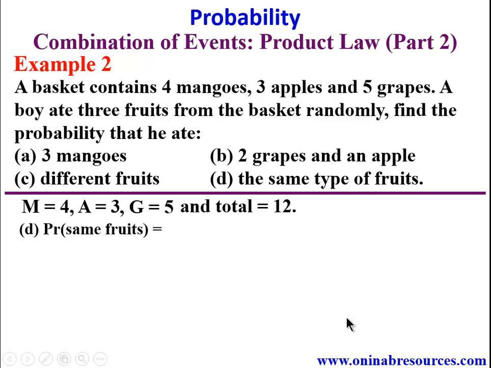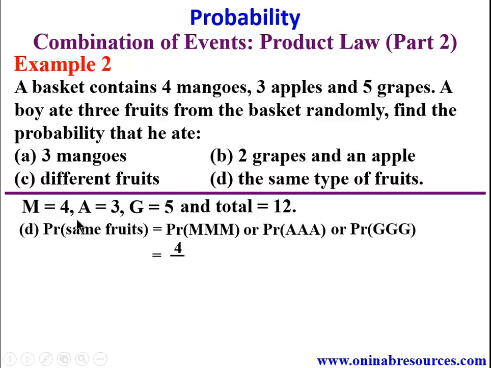We go to 2D, the same type of fruits, either mango, mango, mango, or apple, apple, apple, or grape, grape, grape. So the probability of picking the first one, mango, is 4 over 12 times 3 over 11 times 2 over 10, plus the probability of picking the first one, apple, that's going to be 3 over 12 times 2 over 11 times 1 over 10. Remember, it is without replacement. You pick the first one, so apple is now remaining 2 out of 11, remaining 1 out of 10.